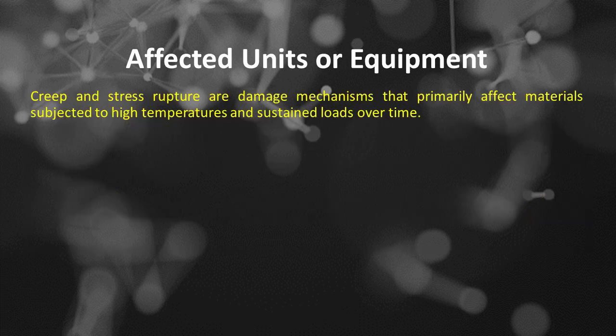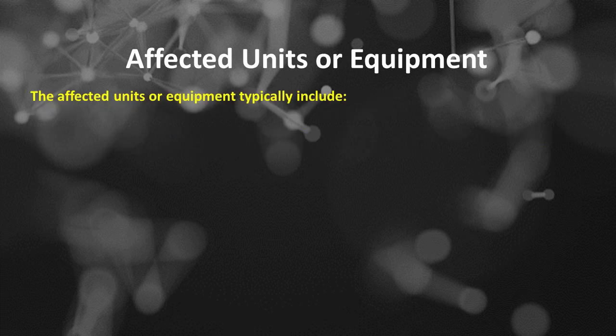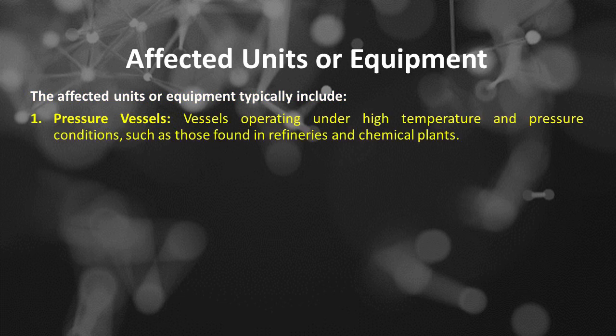Creep and stress rupture are damage mechanisms that primarily affect materials subjected to high temperatures and sustained loads over time. They are particularly important in high-temperature applications, such as power generation, petrochemical processing, and aerospace industries. The affected units or equipment typically include: Number 1 is pressure vessels. Vessels operating under high temperature and pressure conditions, such as those found in refineries and chemical plants.